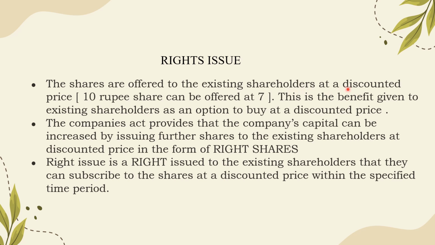The shares are offered at a discounted price. For example, a 10 rupee share can be offered at a price of rupees 7. So this is the discount which the company is offering to the existing shareholders. The benefit is given to them to buy more shares at a discounted price. This is an option given to the existing shareholders. If they want to avail the option, well and good. They have the right to deny this option as well.